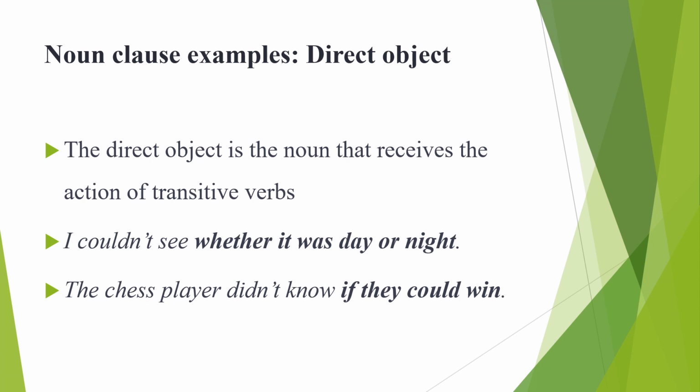Over here, "if they could win" is again a noun clause, but it is behaving as a direct object in the sentence, and it is a dependent clause as well, depending upon the previous clause: The chess player did not know. We know that whether and if are examples, or clues or hints, for noun clauses, that if a clause is starting with a relative pronoun or with whether, whomever, wherever. So these are all examples of noun clauses.